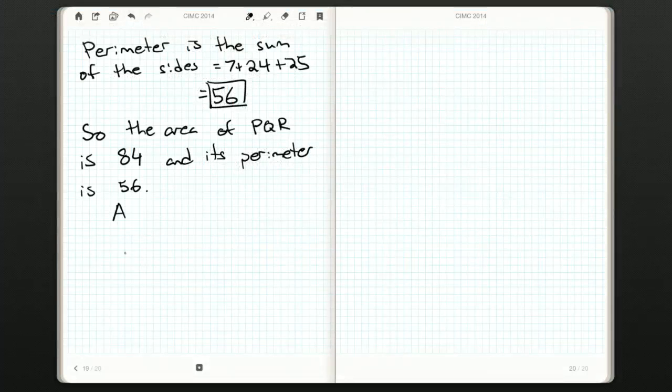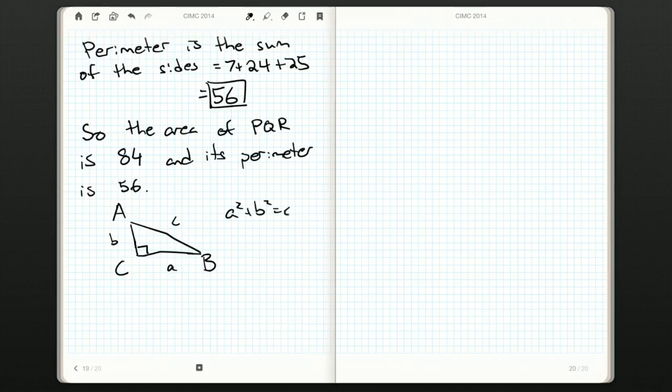So what did we have? We had A, B, and C, and the side opposite each angle was the little letter. Things we can say right away: a squared plus b squared equals c squared. Does this help us? I don't know yet. But we can immediately say a squared plus b squared equals c squared, even if that does not help.